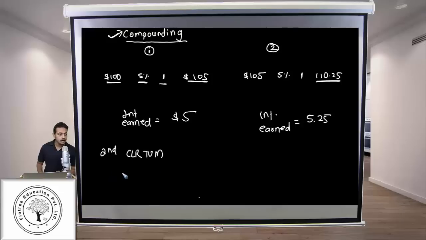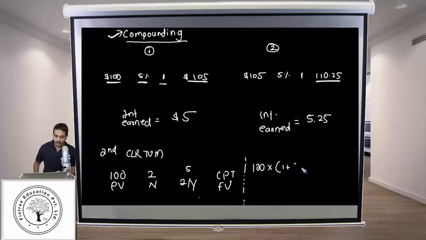You tell me. 100 should be present value. Then n should be 2. 5 would be your I/Y. And then we will say compute future value. Are you getting the answer? Or alternatively, we can use a formula: 100 into 1 plus 5% raised to 2, and it will give you the same answer, 110.25. Are we together on this? Any questions, any doubts? Are we good to go ahead then?